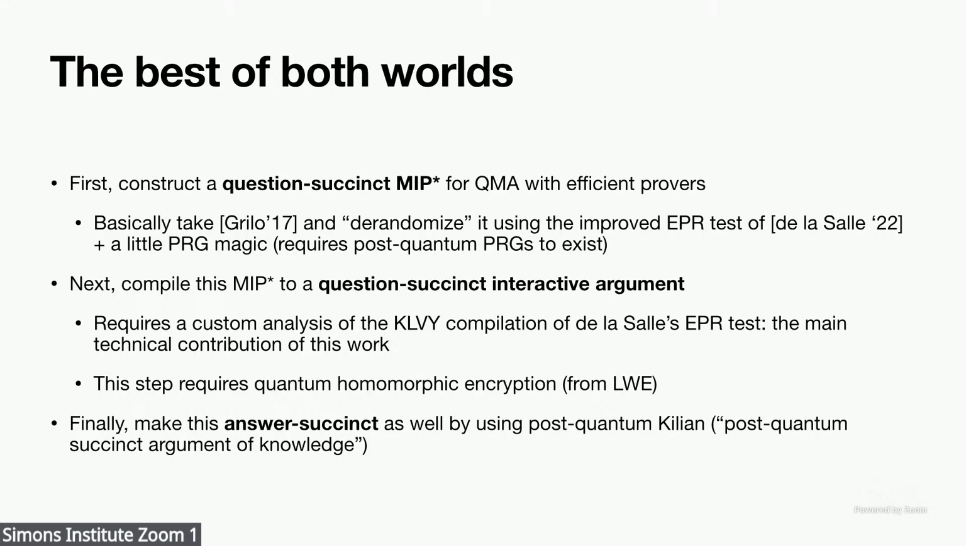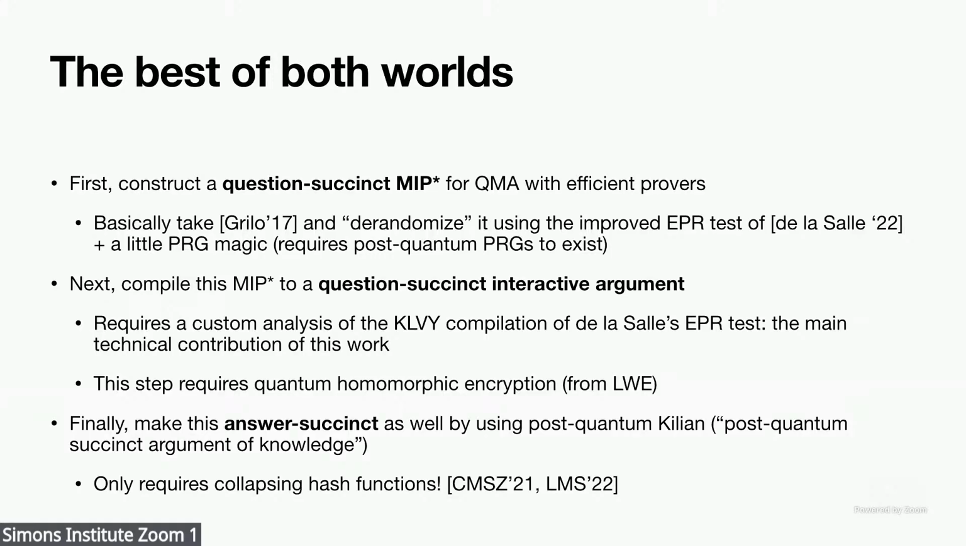And then finally, we take this resulting interactive argument, and now we can make this thing answer succinct. We can compress the answers in it by using this post-quantum Kilian-style thing. So this is almost like a black box kind of thing. And this also requires only collapsing hash functions. So this is a relatively modest cryptographic requirement. So with these steps, this is basically how we get our protocol.